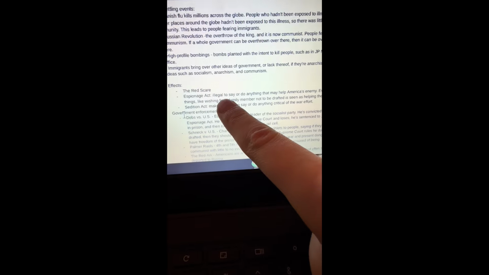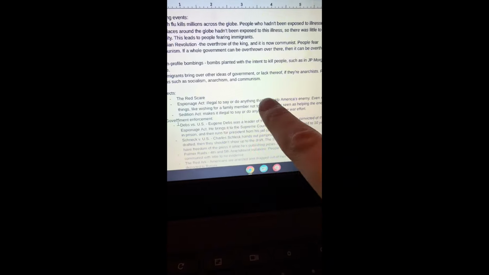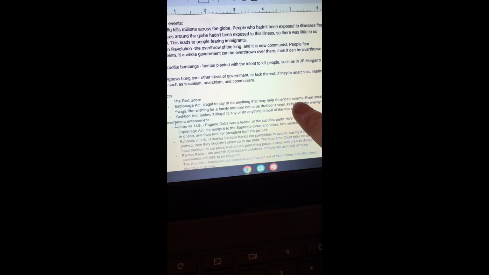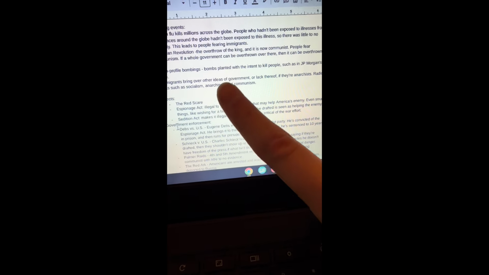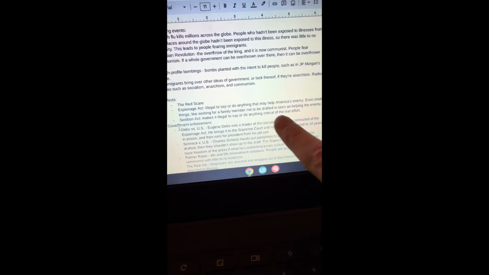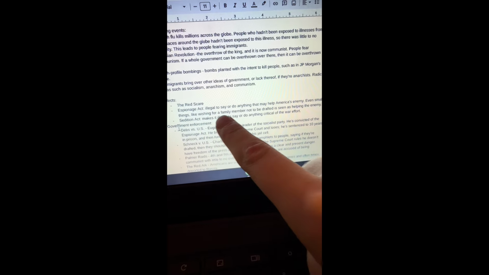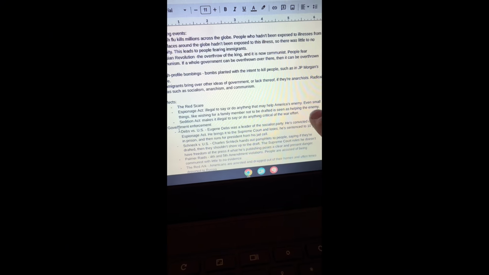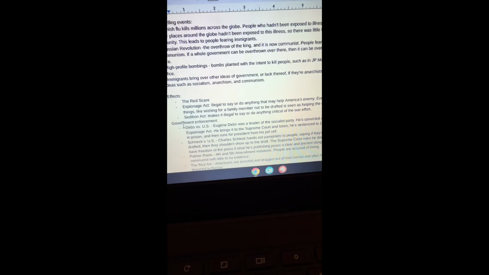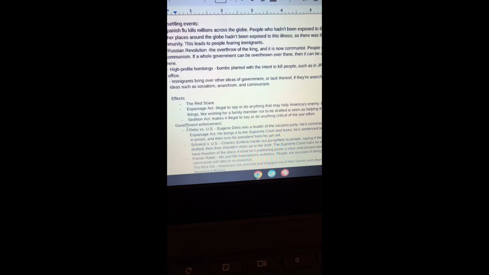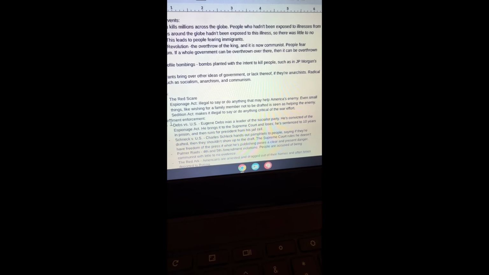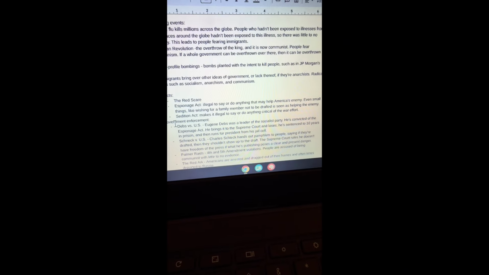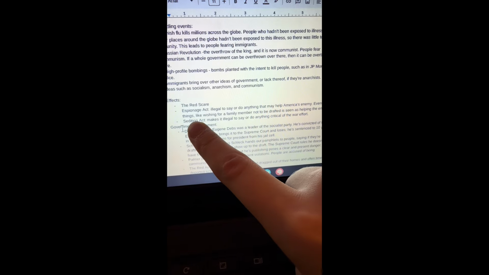Espionage Act. Legal to say or do anything that may help America's enemy. That's what this makes it. And it makes it legal to say or do anything that may help America's enemy. Now, mind you, it could be anything, really. Even small things, as it says here, like wishing for a family member to not get drafted is seen as helping the enemy. Why? Because wishing for a family member to not go die in the wars, you don't want another soldier to go help. How horrible. You care about your family? Next is the Sedition Act, which makes it legal to say or do anything critical of the war effort.